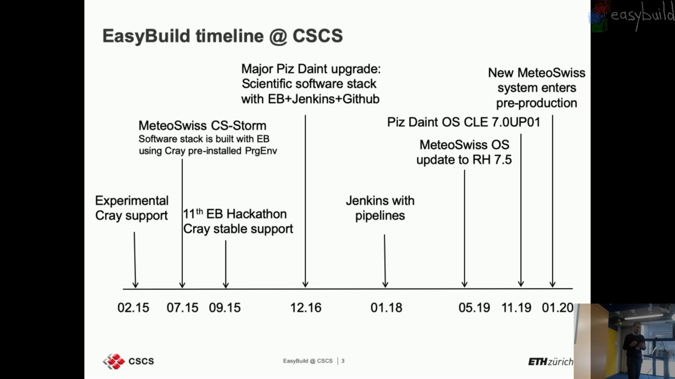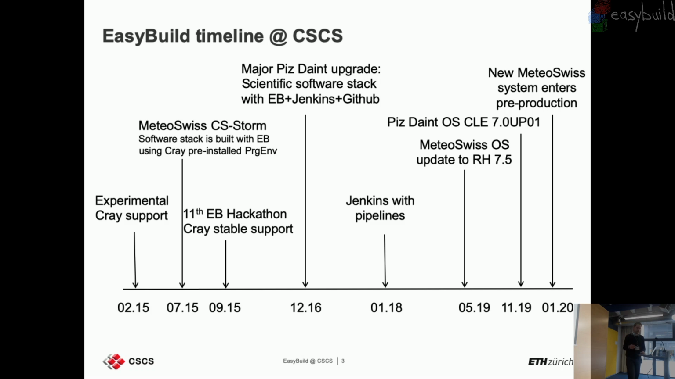Then there was the installation of a MeteoSwiss system, a Cray CS Storm, and the software stack of the system was built completely with EasyBuild using the standard toolchains. At the time it was GMVolf, so based on MVAPICH and GNU. And that was the second half of 2015. Then we had the 11th EasyBuild hackathon hosted at CSCS, and finally Kenneth and Petar provided the final stable support within EasyBuild for the Cray toolchains.